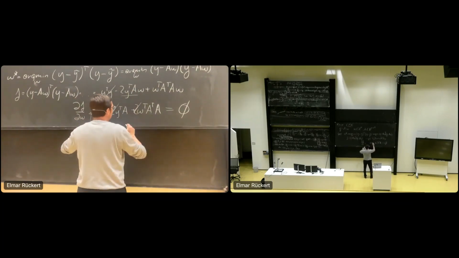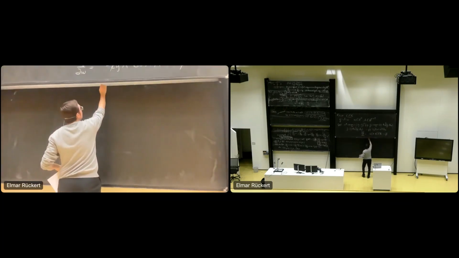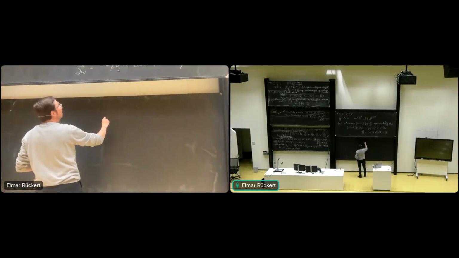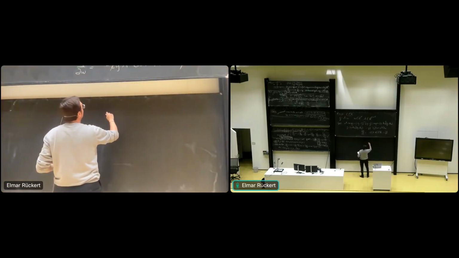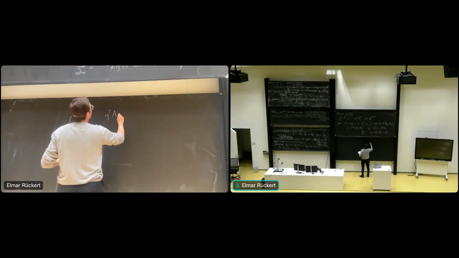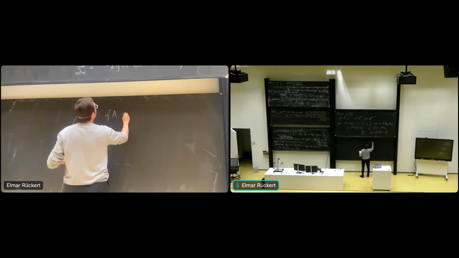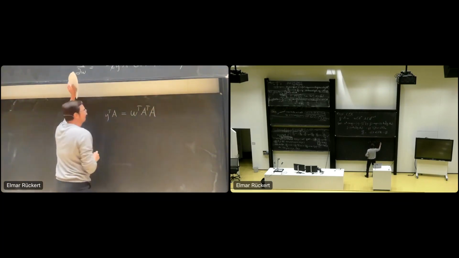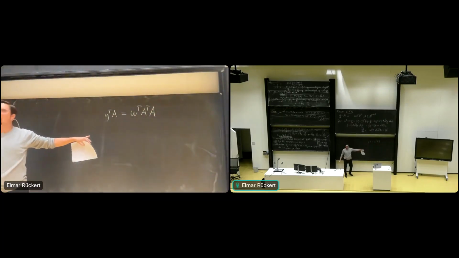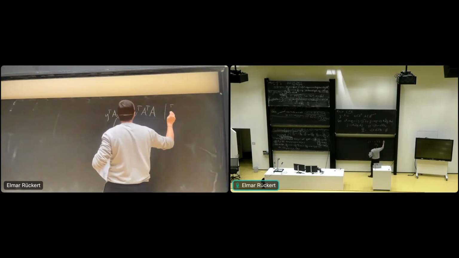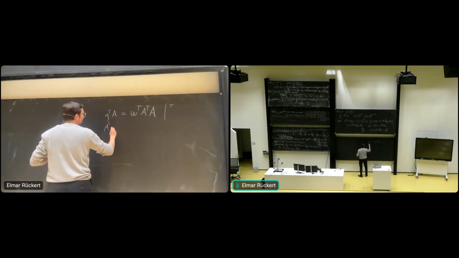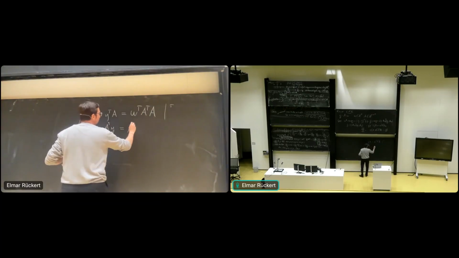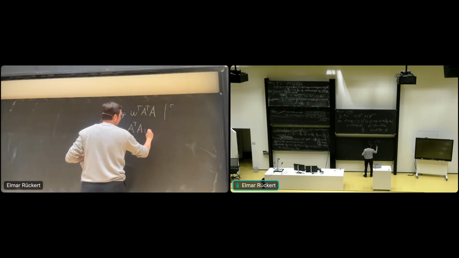Now, this cancels out. I use now here this blackboard and will continue immediately. So Y transpose A is equal to W transpose A transpose A. Remember, then we want to solve it for W. So we applied the transpose operator. So A transpose Y is equal to A transpose A W.